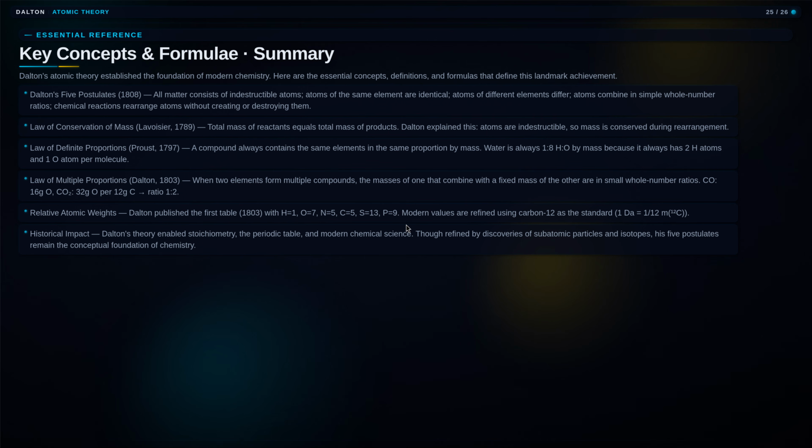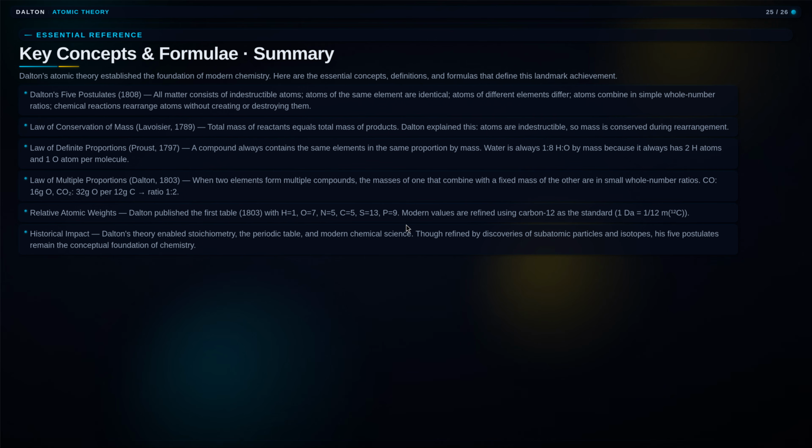The law of conservation of mass by Lavoisier states that total mass of reactants equals total mass of products. The law of definite proportions by Proust states that a compound always contains the same elements in the same proportion by mass. The law of multiple proportions by Dalton states that when two elements form multiple compounds, the masses combine in small whole number ratios.